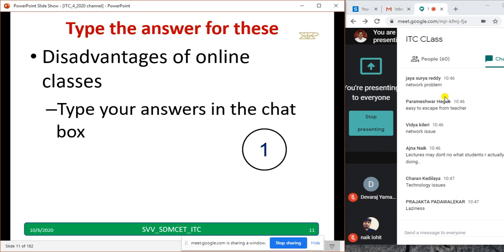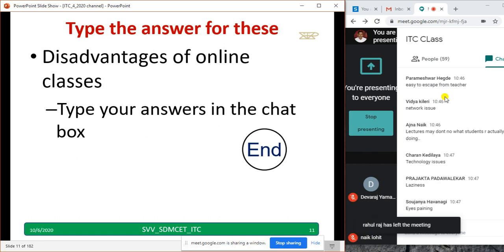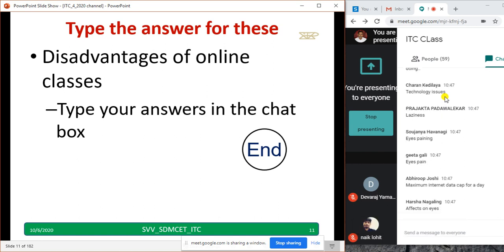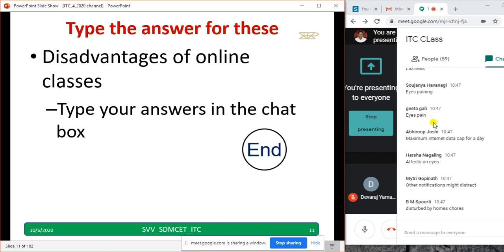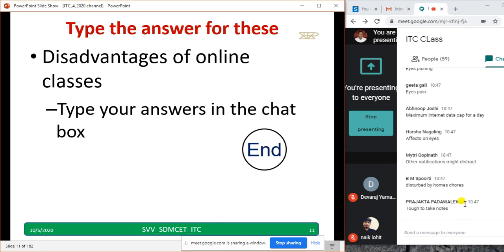Laziness will be there for some time. Children, technology issues, sometimes it is true. Eyes paining, Saujanya, it is true. Abhiroop, effects on eyes, yes. Maitri Gopinath, other notifications might distract, yes, it's true. Whenever your WhatsApp gives a ring, yeah, it is true. Disturbed by homes, okay, it is true. Some people will be calling, some people will be talking.